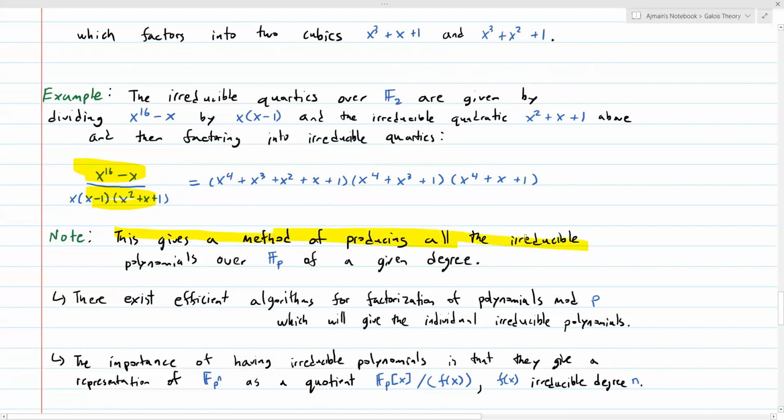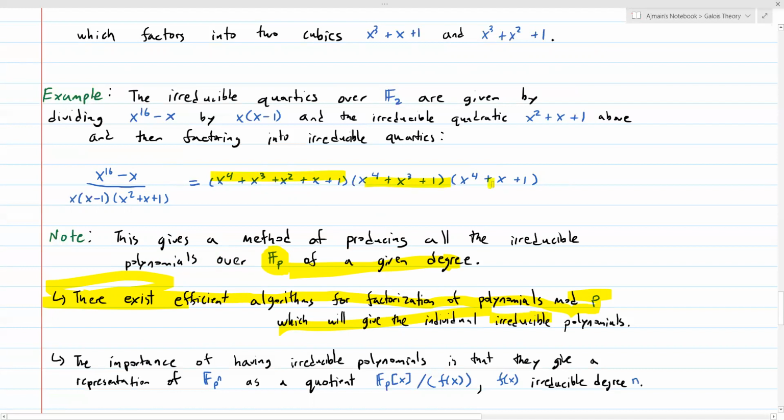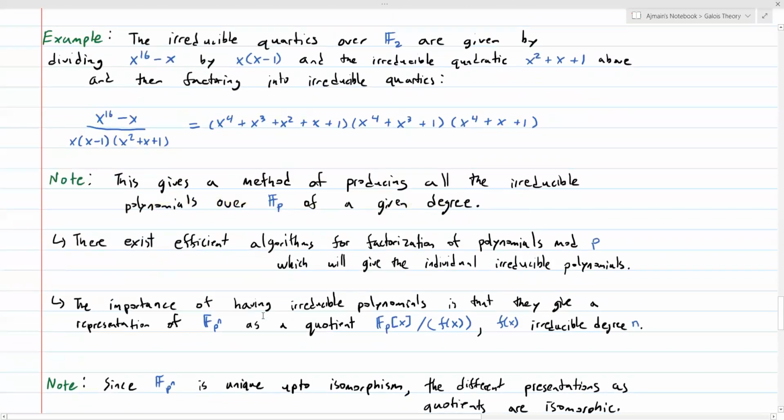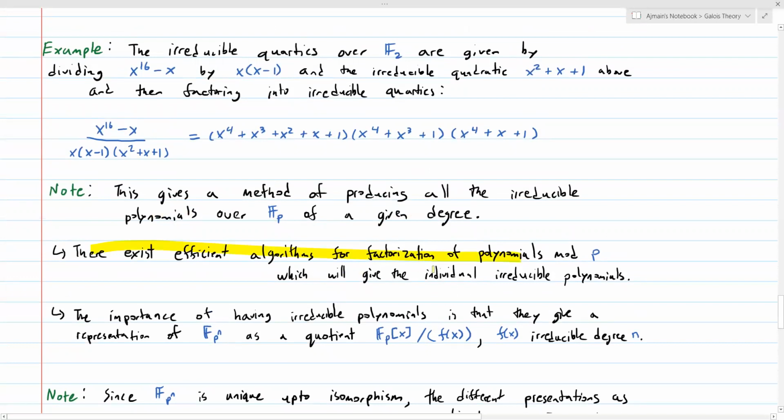So this gives a method for producing all of the irreducible polynomials over a finite prime field of degree d. And this is what I was saying. There exist efficient algorithms for factorization of polynomials mod p, which will give the individual irreducible polynomials. Right. So in Dummit and Foote, he delegates this to the exercises. But I don't think we'll go into this though. But you can do this if you want to. There are algorithms that factor polynomials mod p. That's all he says in the text, and leaves the actual algorithms for the exercises.